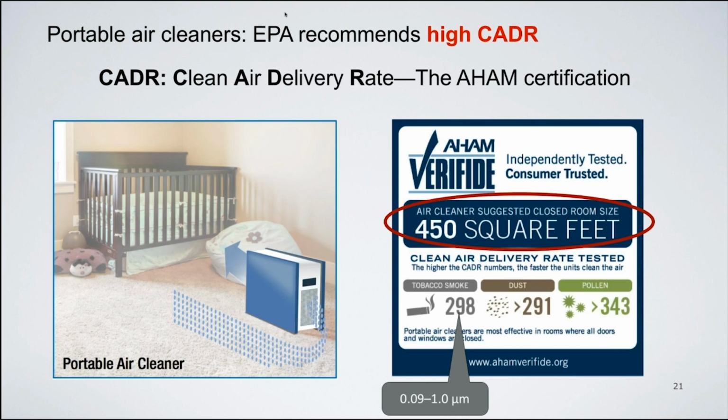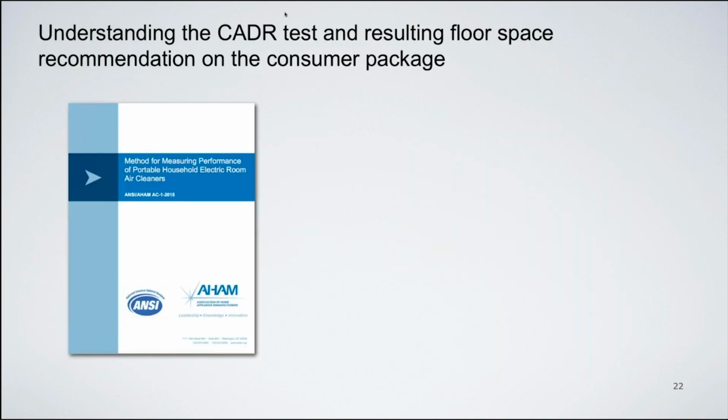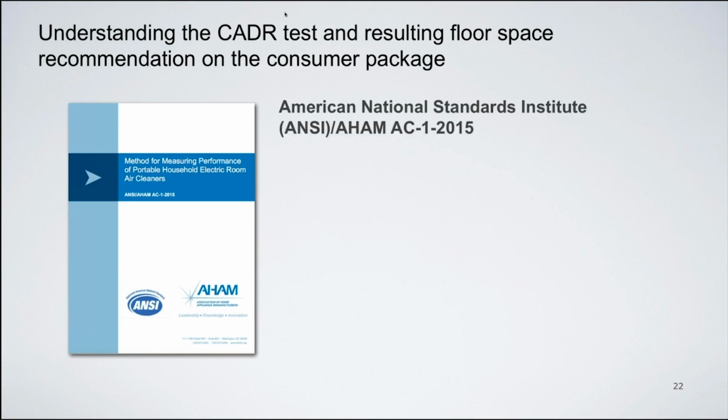So inquiring minds want to know, since we're talking on the technical side a little bit, what are the assumptions behind this label here? So let's talk about the method that AHAM, the Association of Home Appliance Manufacturers, uses to measure the performance. A number of years ago, and this is the current edition, which is about to be updated, this is a 2015 edition of AHAM standard AC-1. So AC-1, air cleaner number 1, last updated in 2015.